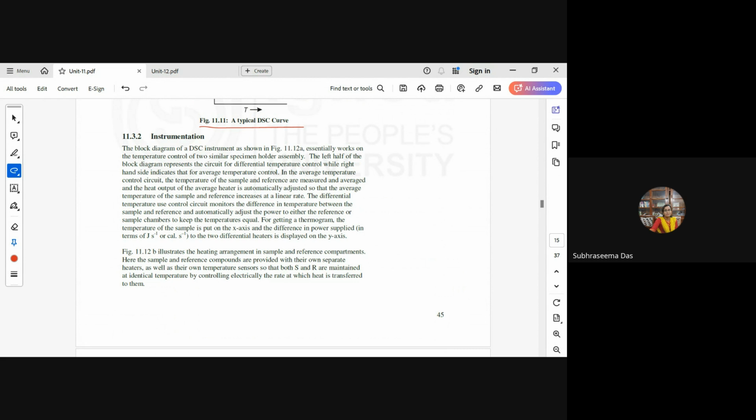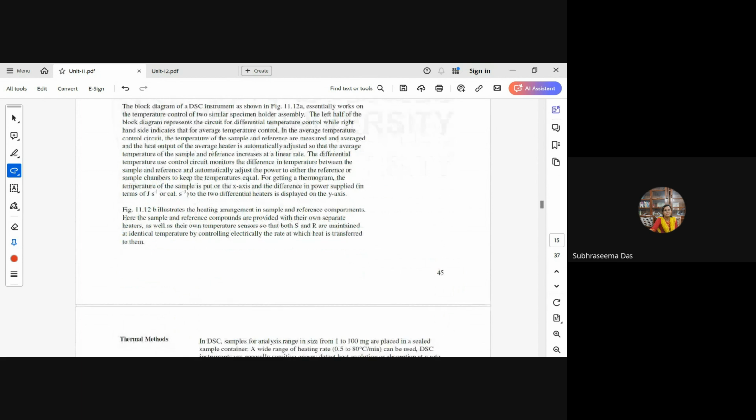Then the differential temperature control circuit monitors the difference in temperature between the sample and the reference, and automatically adjusts to keep the temperatures equal. Then we get a thermogram. For getting a thermogram, the temperature of the sample is put on the x-axis, and the difference in power, that is delta H of the two differential heaters, is displayed on the y-axis.